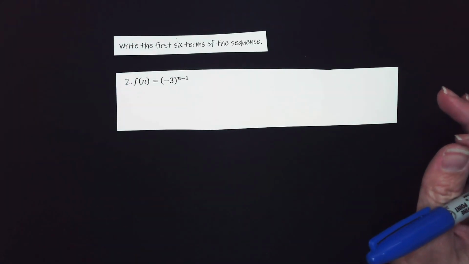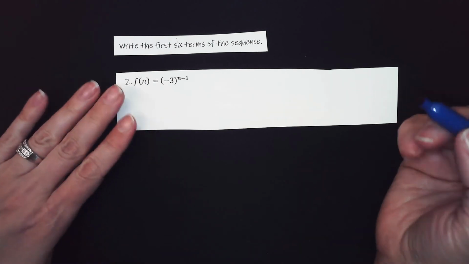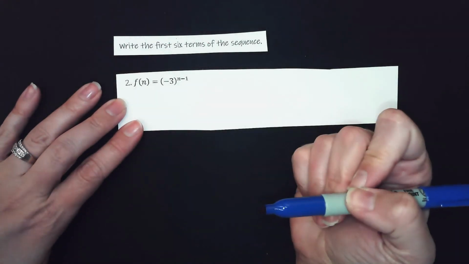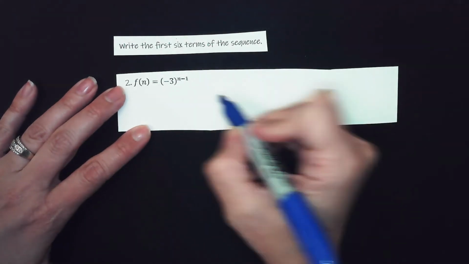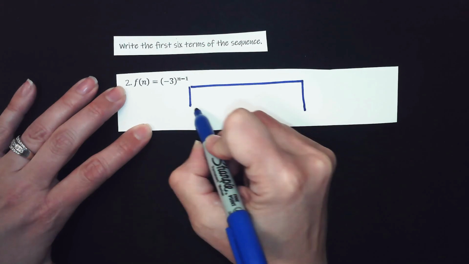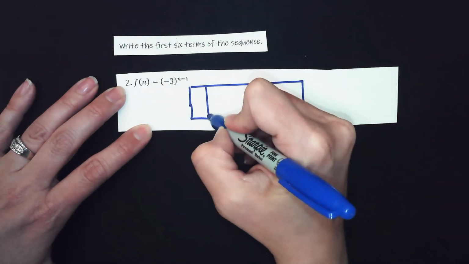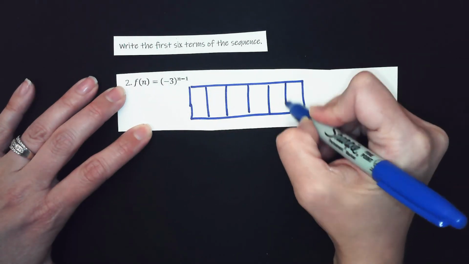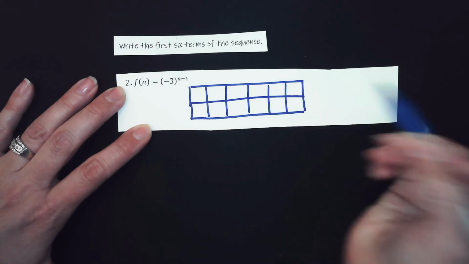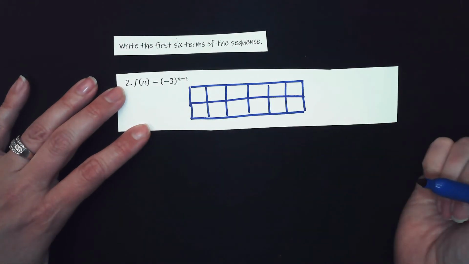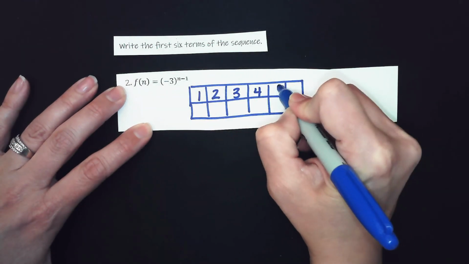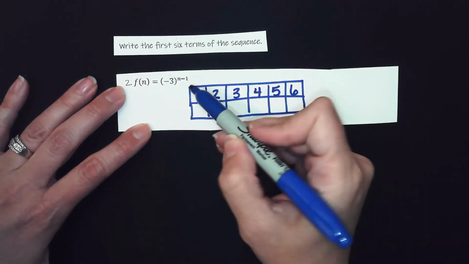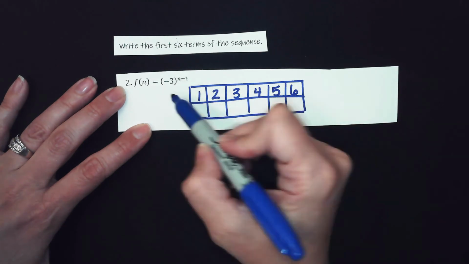Okay, so in this case, this one looks a little different, and that's okay. But we're going to plug in 1 for n. So sometimes what I like to do is draw a table, especially when we're going to end up starting to write rules. So this one, you can do it just the same way you did the first problem, but this is just another way to do it. I'm going to have 6 terms. Think of these as the n values. And then I plug it in.